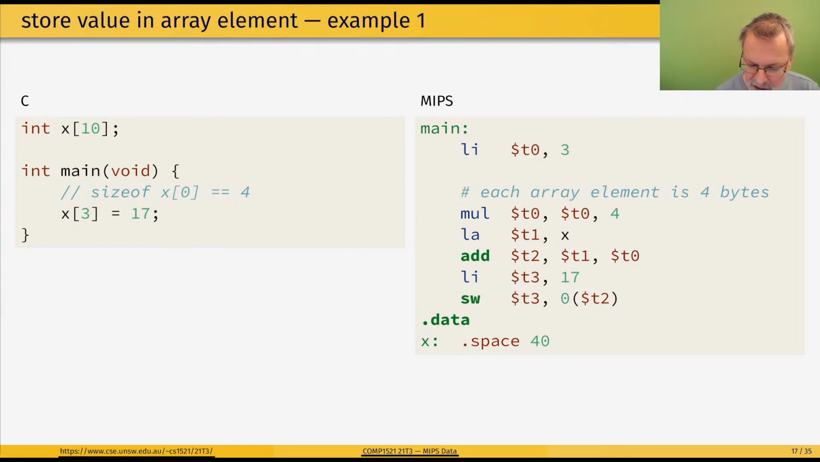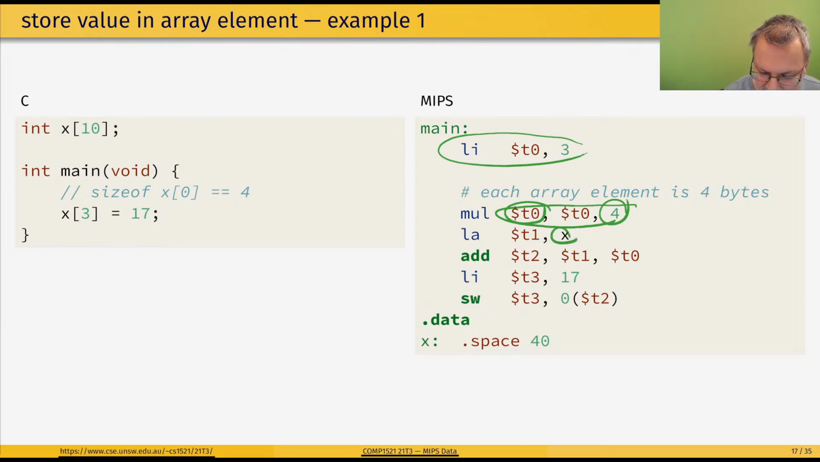How does that happen over here? We get the 3. This is the size of the array element, so we do a multiplication. So we've got the first part of the calculation there. X has got the start of the array. We put that in T1, add them all together, and we finish up with the address of the array element we want in T2. We're doing a store operation here, so we put the value we want to store into T3.